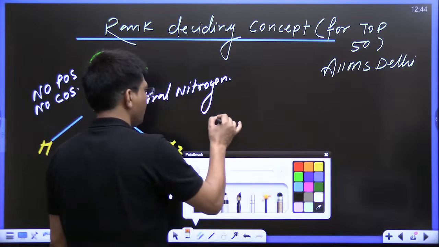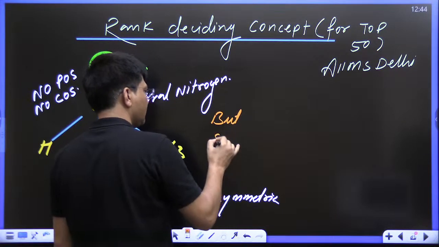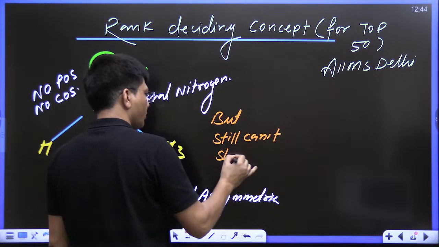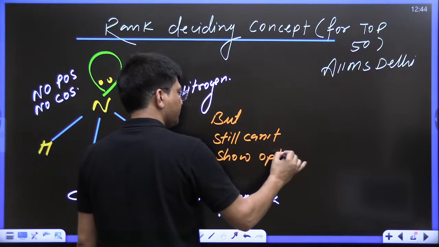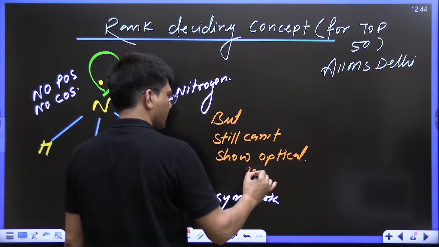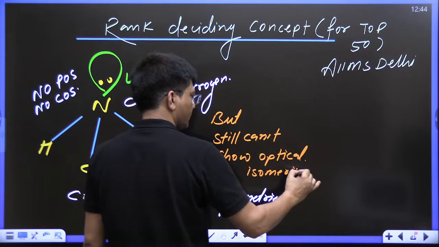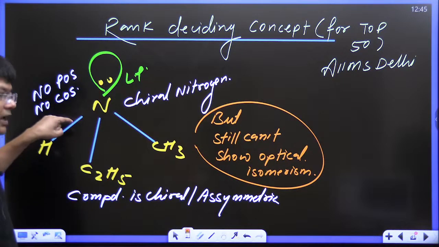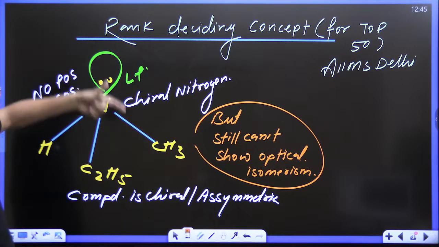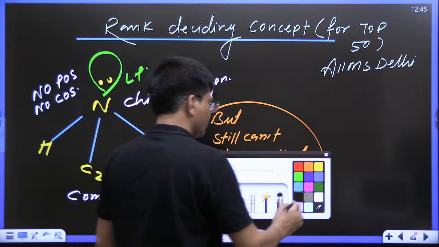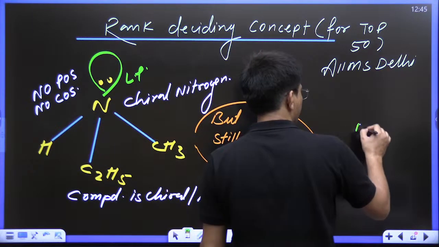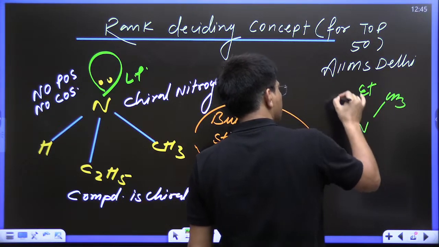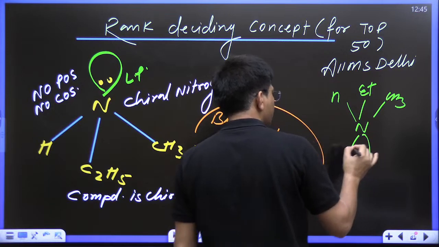But still it can't show optical isomerism. Why? Kids, the answer is that it will do conformational isomerism. This will do umbrella inversion and will convert into this form: nitrogen, methyl, ethyl, hydrogen. This is known as umbrella inversion.